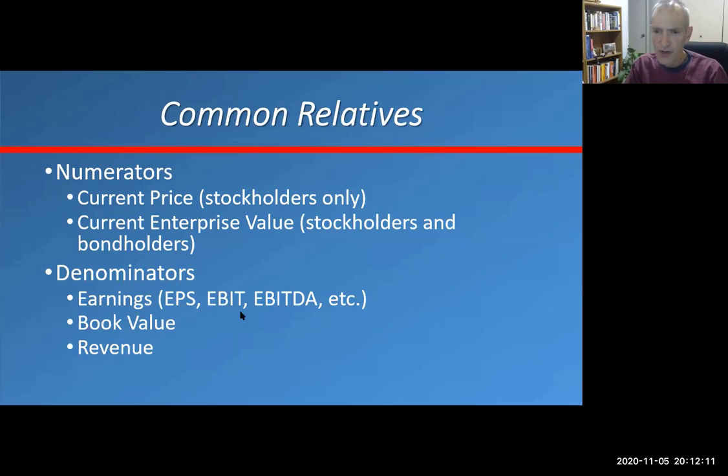So your numerator is going to be either price or enterprise value. Remember, price is only for the stockholders. Enterprise value is both stockholders and bondholders. Your denominators will be earnings related. The three I'm going to use are earnings per share, which is the price to earnings ratio, the PE ratio, earnings before interest and taxes, and earnings before interest, taxes, depreciation, and amortization. Those are the three I'm going to use. Book value is just your assets minus your liabilities on a per share basis. And then you know what revenue is.